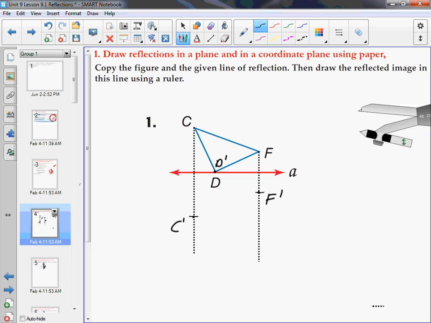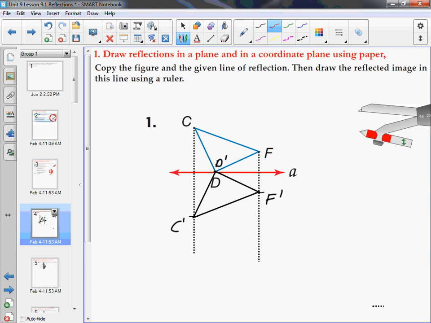Use your straight edge to connect the vertices. So you connect C prime and D prime, C prime and F prime, and D prime and F prime. So triangle C prime, D prime, F prime is the reflection of triangle CDF. They're congruent to each other. Now remember that strange part of the definition that said the line of reflection was the perpendicular bisector of the segment connecting a point and its image? Well, look, and you're done.